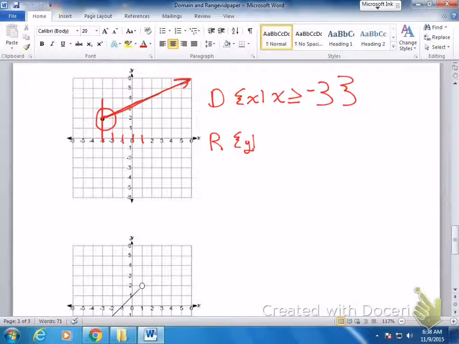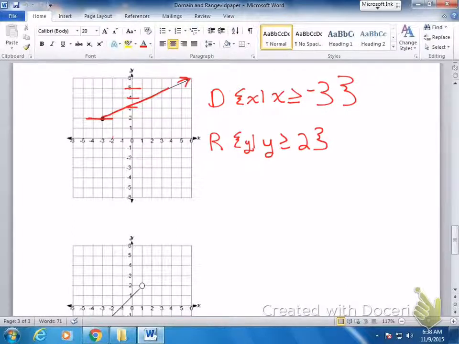Set up our notation. I'm going to go ahead and erase a little bit of this. Now this is where we want to see how low and how high it goes. Well, I can tell how low it goes, but again, it's got the arrow. I can't tell how high up it's going to go, but I know as I follow the line, my y values are getting bigger and bigger. So I'm going to have y is greater than, and again it's equal to because it's a closed point. Well, the lowest point I have is 2, so all my y's in my range are greater than that. I've got my domain and range for this graph.